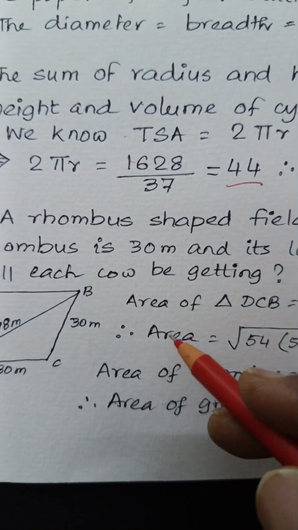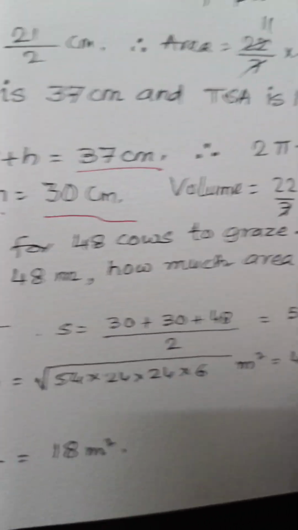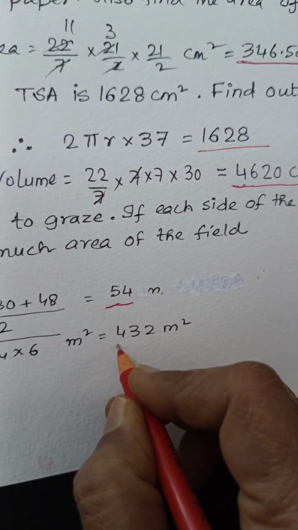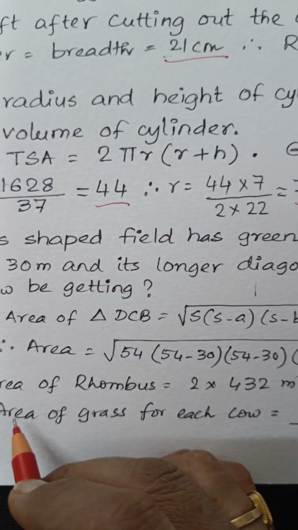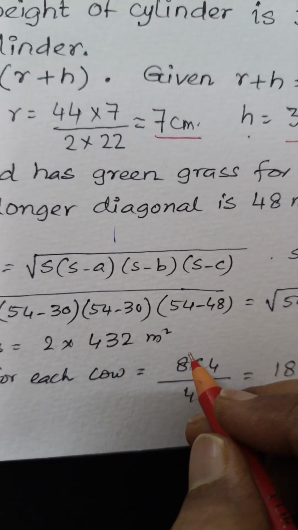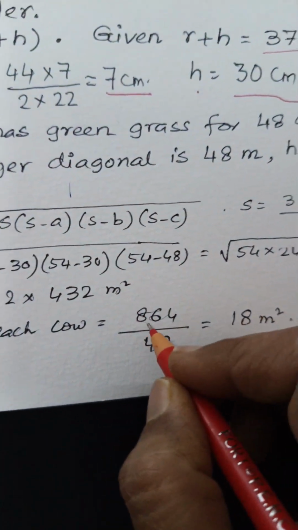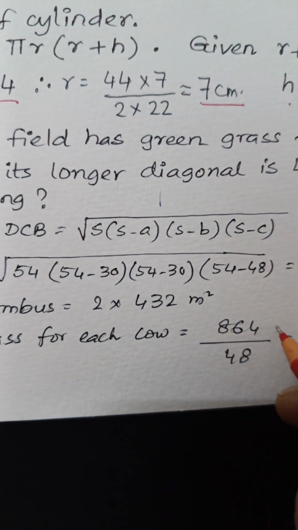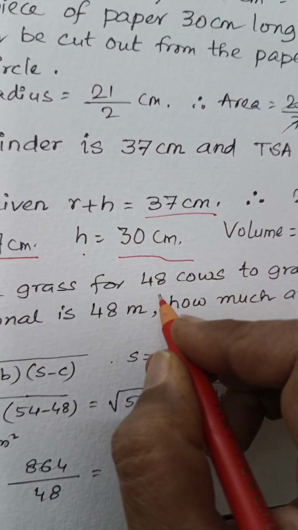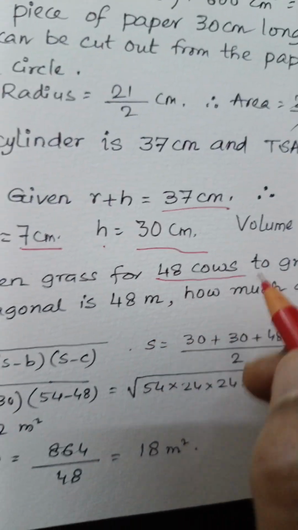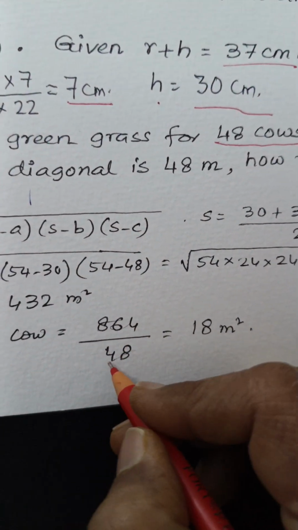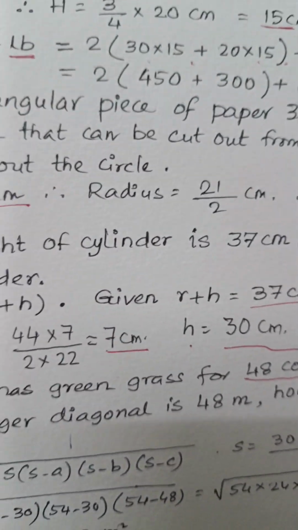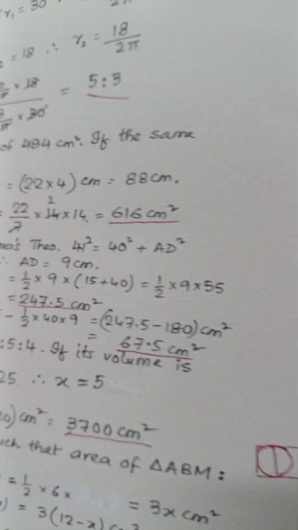So we have to find area of triangle DCB and then multiply it by 2. So we get the area of the triangle is 432 meter square. Therefore area of the rhombus is 2 into 432, that is 864. Now area of the grass for each cow will be 864 divided by 48, because 48 cows were sent to graze. Now 864 divided by 48 is 18 meter square.